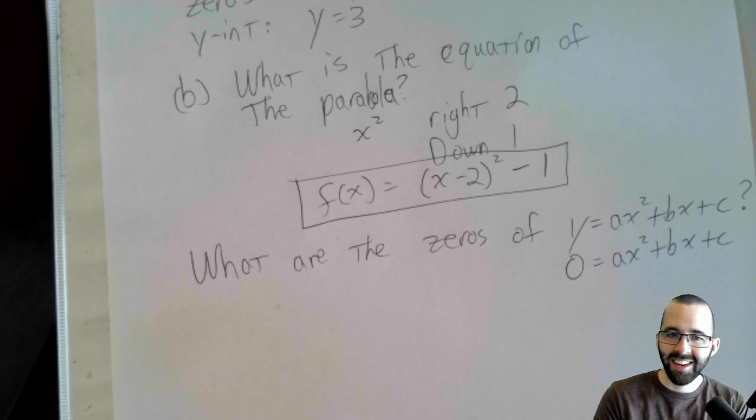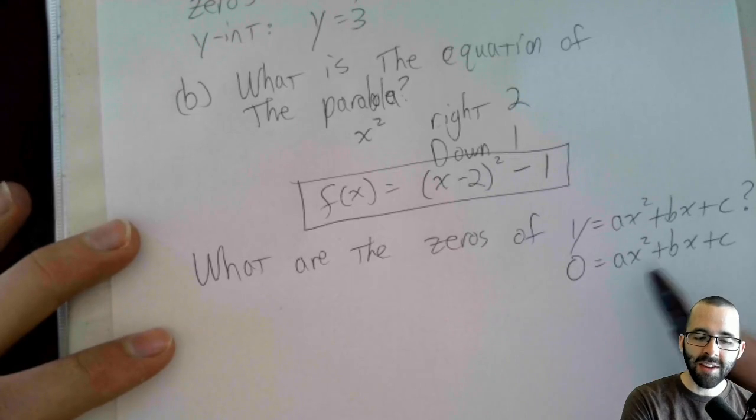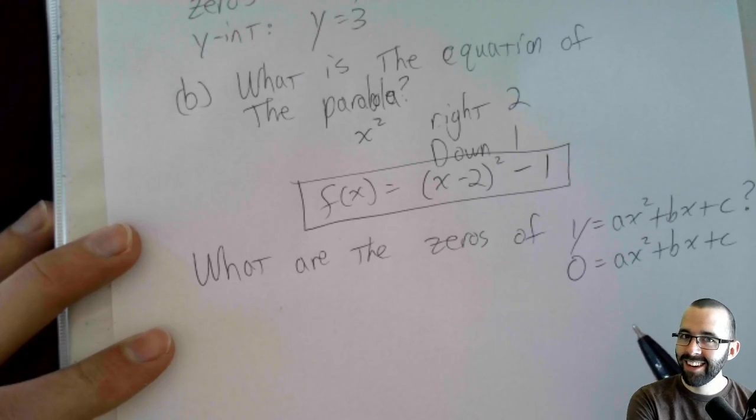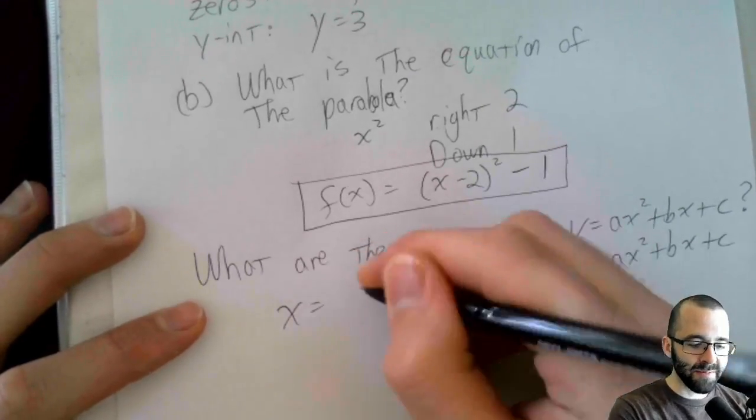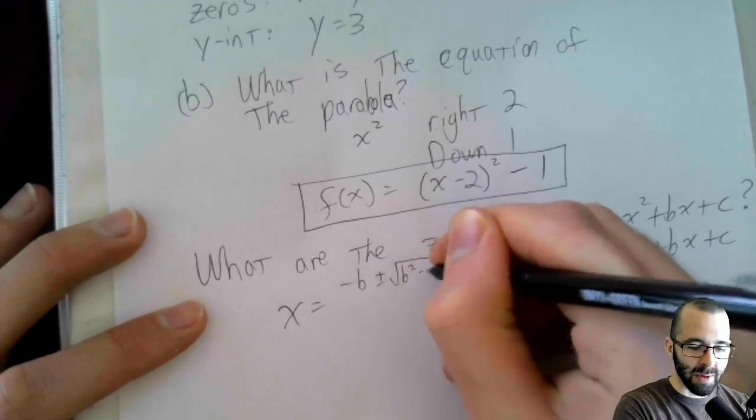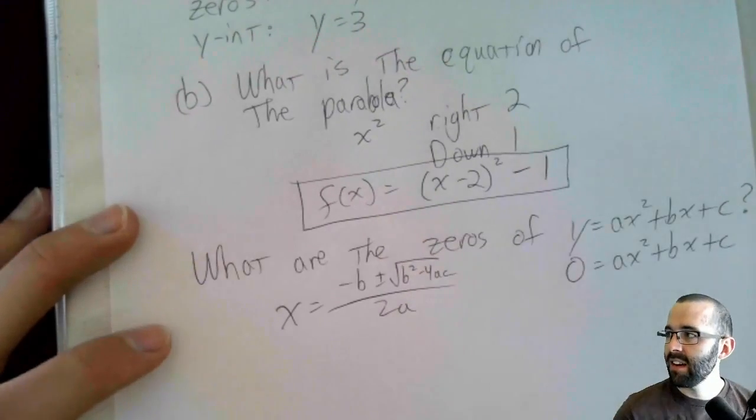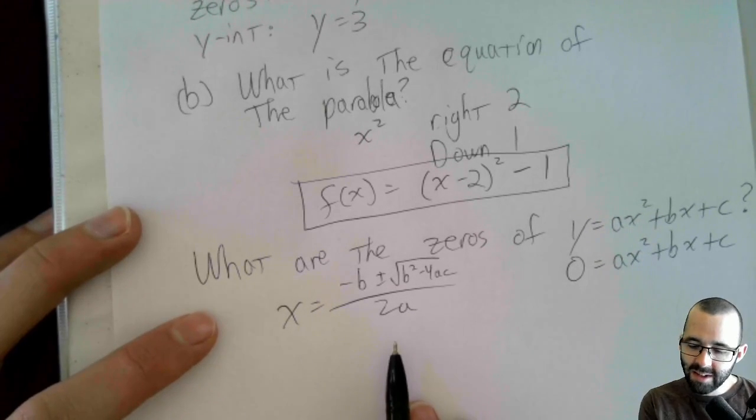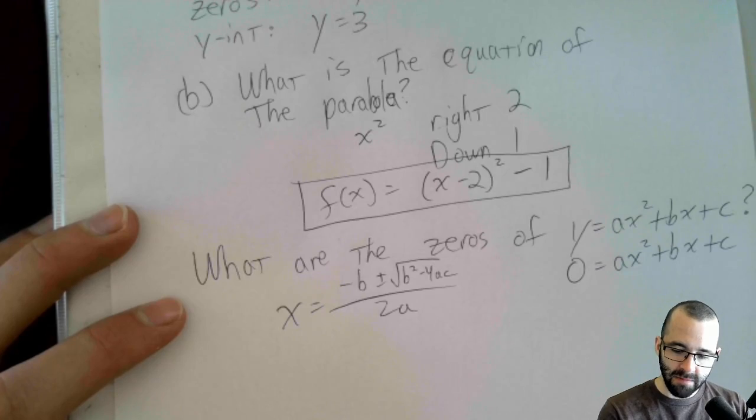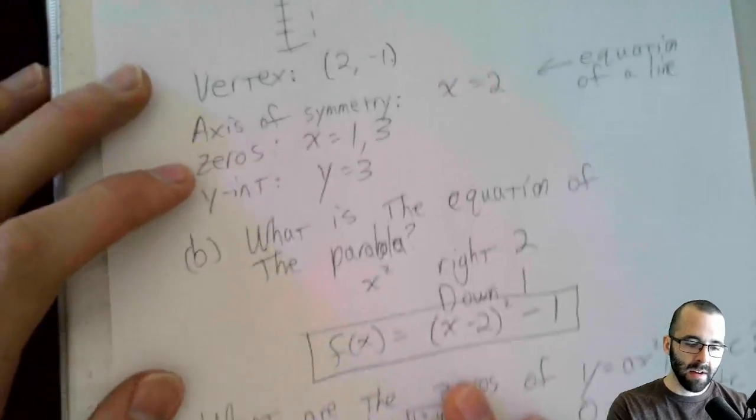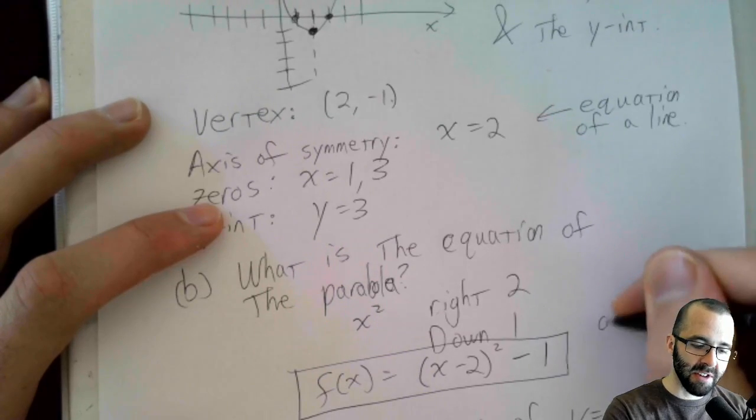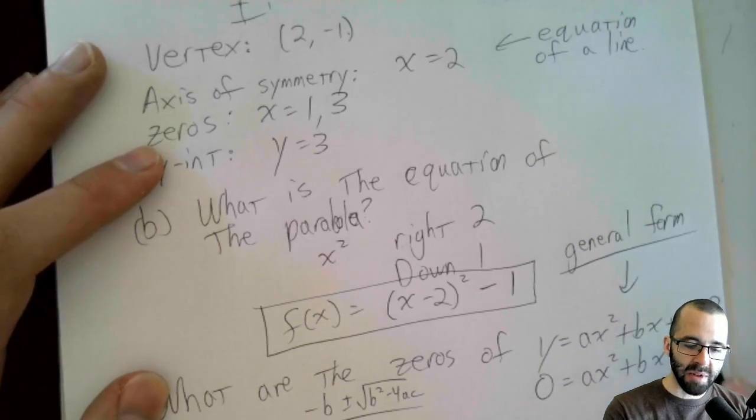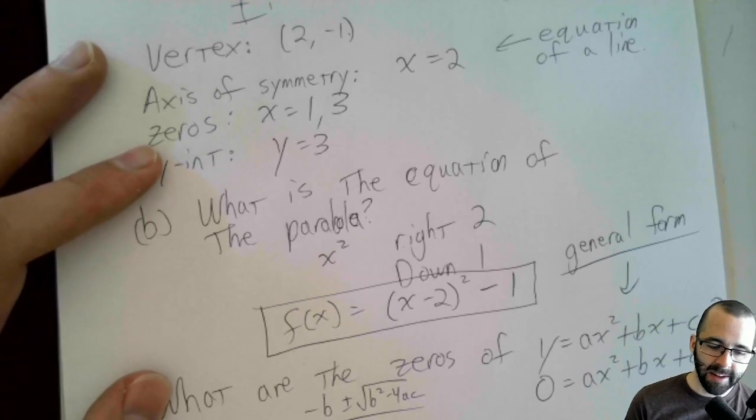So see what's going on here. What are the points where this is true? We have to solve this equation. We can solve this equation with the quadratic formula, right? The zeros are x equals negative b plus or minus the square root of b squared minus 4ac, all over 2a. And notice something really interesting. Oh, by the way, I was supposed to introduce this as a definition. This is called general form, AX squared plus BX plus C, as opposed to vertex form, which we're going to talk about later.